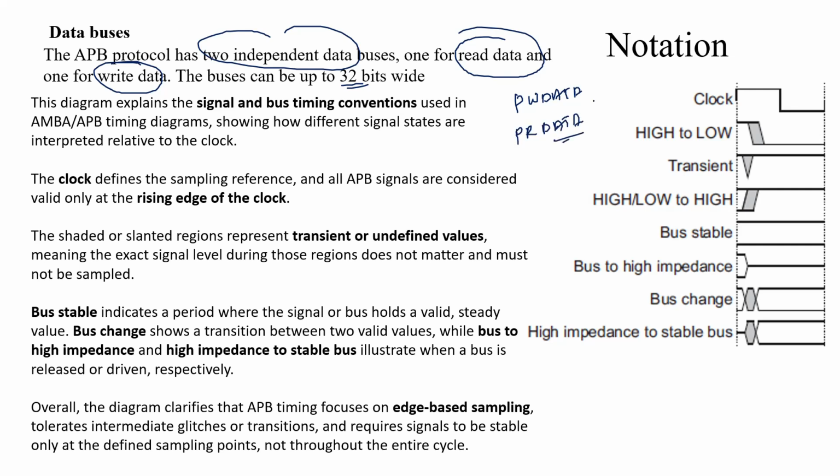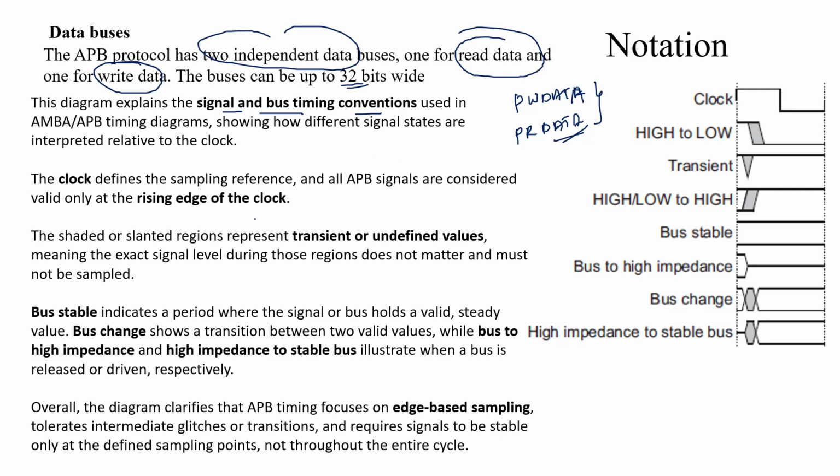Okay, so both are independent write and read signals. For the write and read buses, these two buses are 32-bit wide. And this diagram shows the signals and bus timing conventions we are using in AMBA protocols, how they show different signals in relation to the clock.